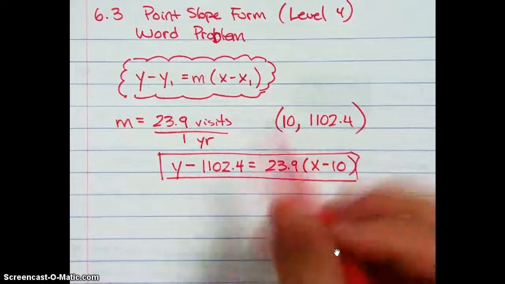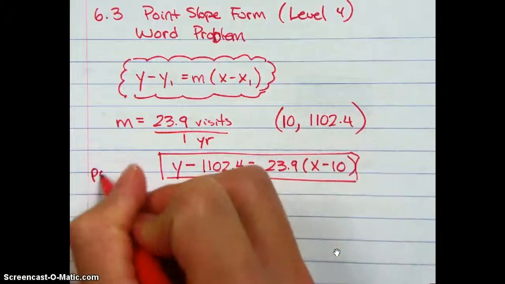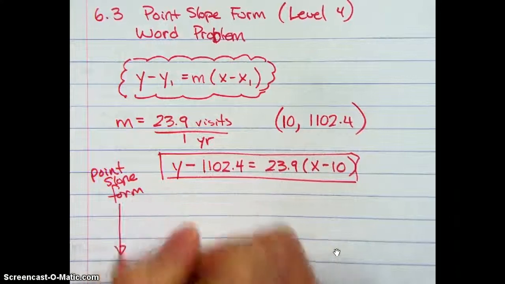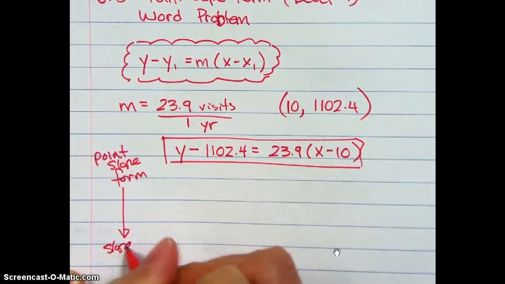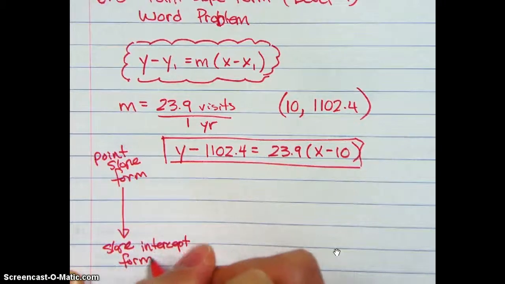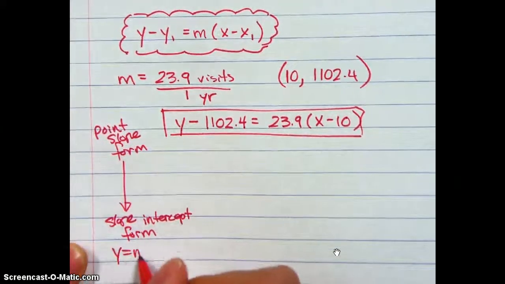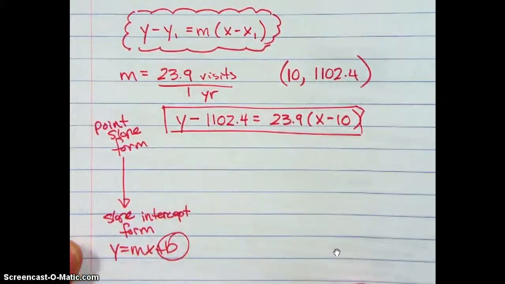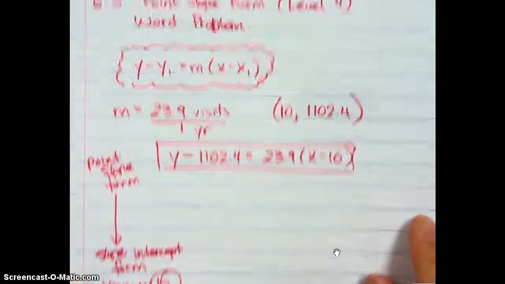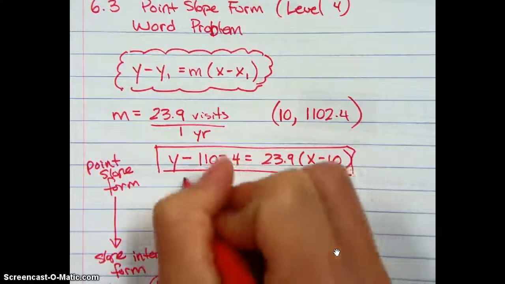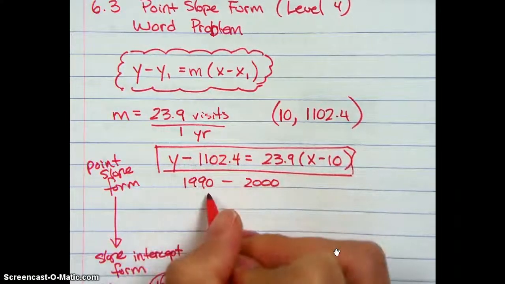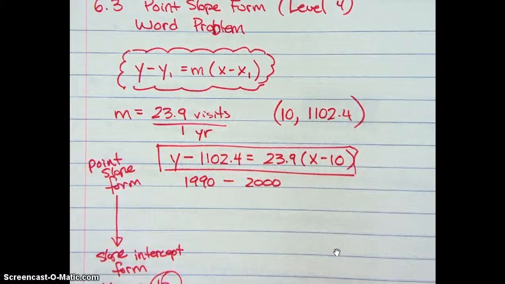So if I'm at this point, what I can do is change it from point slope form to what we call slope intercept form. And what this is going to allow me to do is, if I get into slope intercept form, if you remember what that looks like, y equals mx plus b, this last number here is going to be important. This will tell me where it began. In other words, back in 1990. So what I'm going to find out is at year 0, when we start looking at this data, how many visits there were to the park.